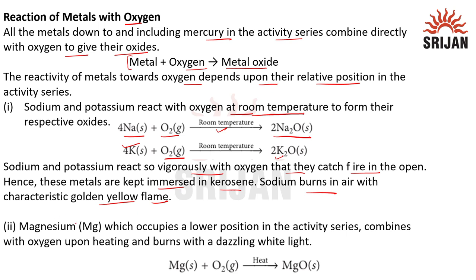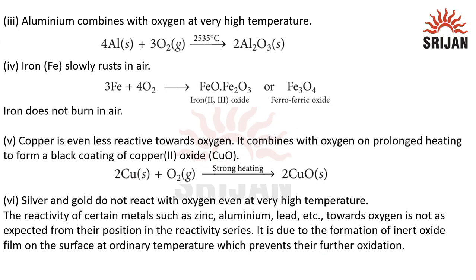Second, we have magnesium, which occupies a lower position in the activity series, combines with oxygen upon heating and burns with a dazzling white light and forms its oxide. You can see here magnesium when combined with oxygen with some heat forms magnesium oxide, that is whitish in color. Moving ahead, we talk about aluminium. When aluminium combines with oxygen at 2535 degrees Celsius temperature, that is a very high temperature, then it forms the aluminum oxide, that is Al2O3.